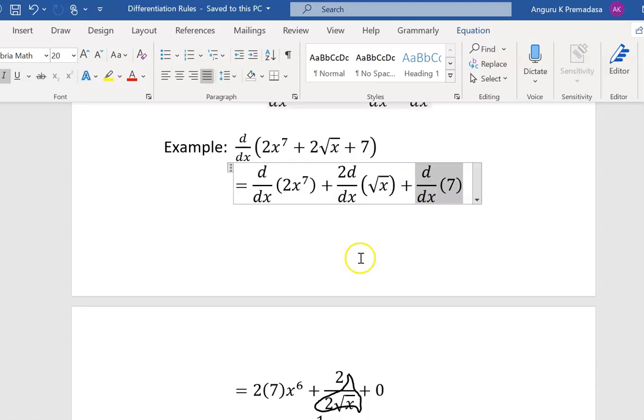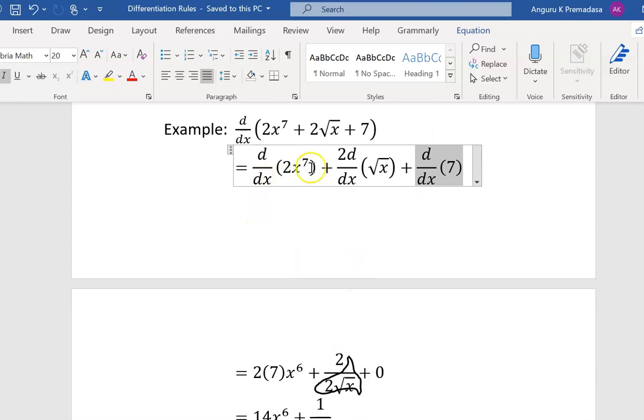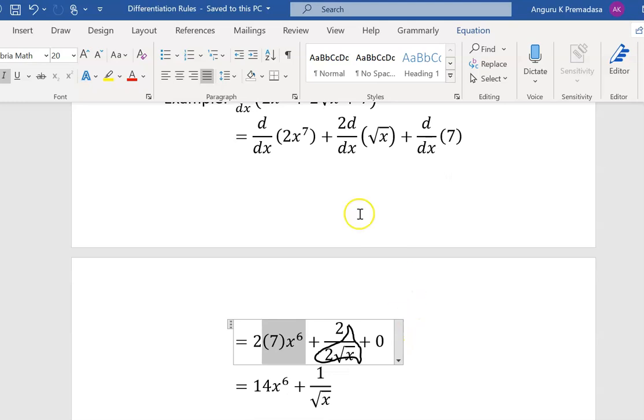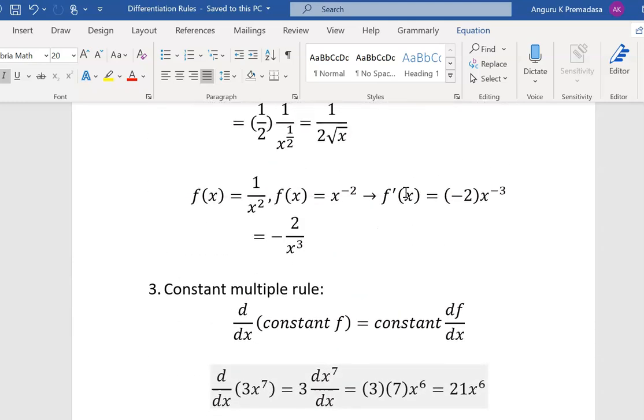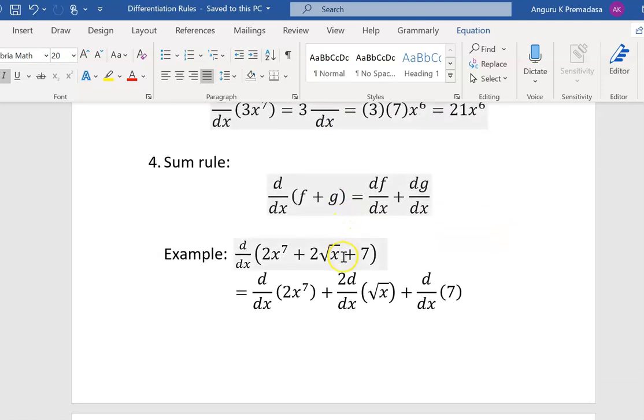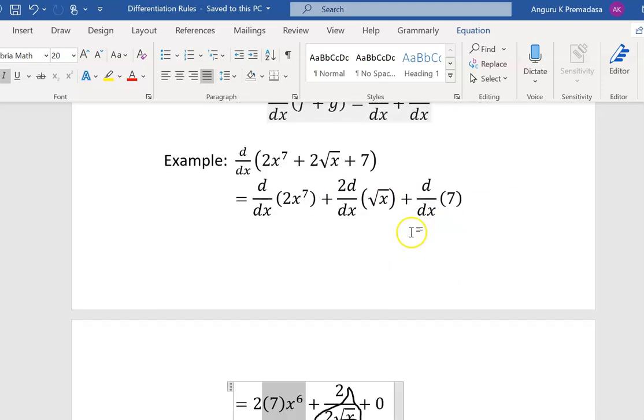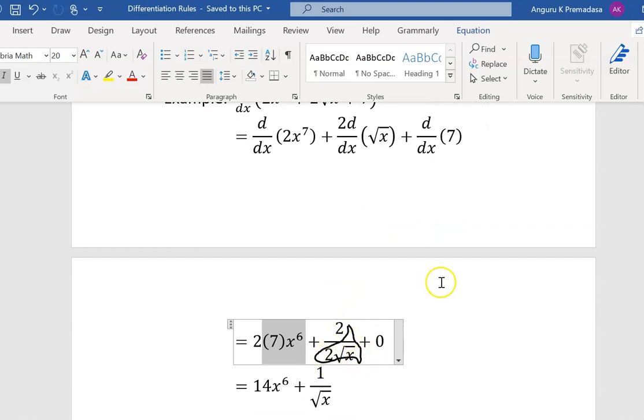And the derivative of 2x to the 7: 2 is a constant, so 2 times the derivative of x to the 7 is 7 times x to the 6, right? What about this one? So we have 2 times the derivative of square root x, which we found earlier is 1 over 2 square root x, and the derivative of 7 is just 0. Okay, so 2 times the derivative of this is 7 times x to the 6. The derivative of this is 2 times 1 over 2 square root x, plus the derivative of the constant is just 0.